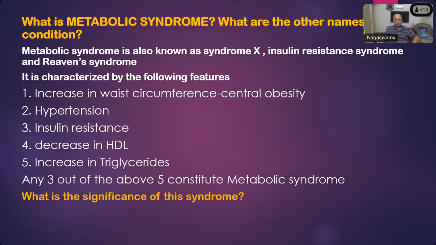Now, what is the significance of this syndrome? Why should we be worried about this? If a person comes to you, for example, this lady who has come for total knee arthroplasty, if she has a waist circumference, it should normally be only 88 centimeter for a female. It is say 110, and she has hypertension, and she has decreased HDL or increased triglycerides, and she qualifies as a person to be called a metabolic syndrome patient. What are the dangers associated with that?